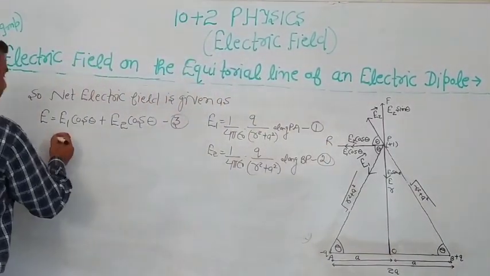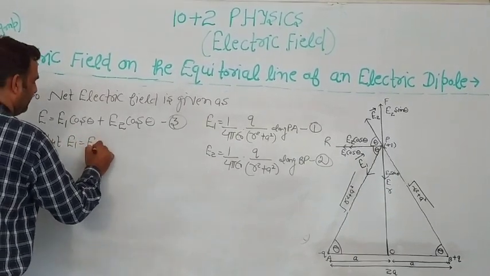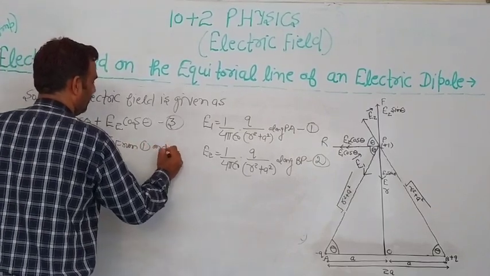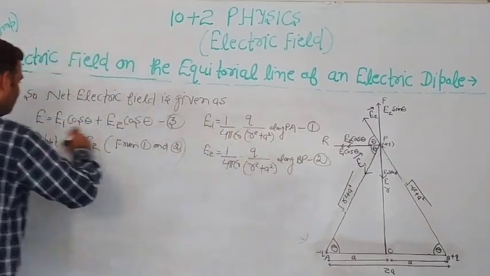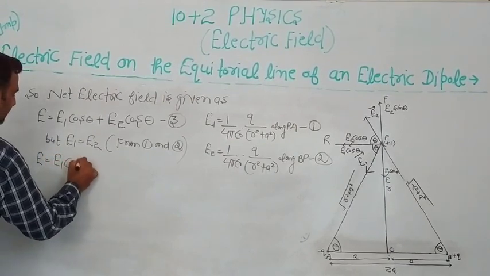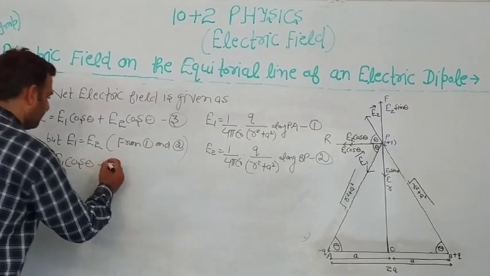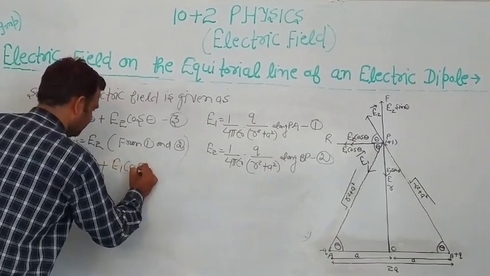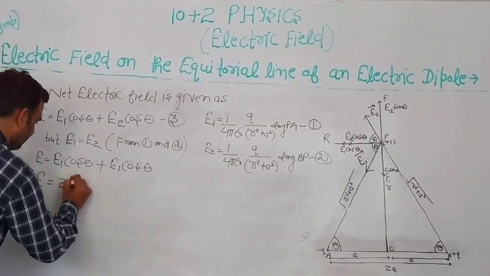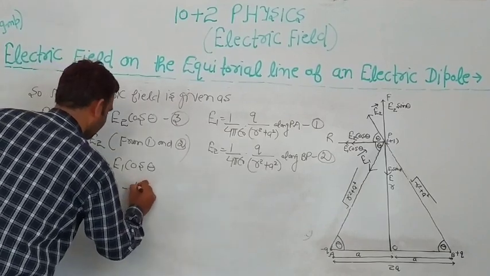But E1 is equal to E2 from 1 and 2. So E is equal to E1 cos theta plus E2 cos theta, which you can write as E is equal to 2E1 cos theta. This is equation number 4.